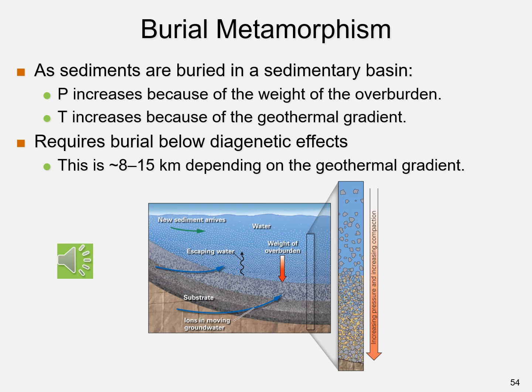As sediment becomes buried progressively deeper in a subsiding sedimentary basin, the pressure on it increases due to the increasing weight of overburden, and the temperature increases due to the geothermal gradient. In the upper few kilometers, temperatures and pressures are low enough that the changes taking place represent diagenesis or lithification of sedimentary rock. But at depths greater than 8 to 15 kilometers, depending on the geothermal gradient, temperatures may be high enough for metamorphic reactions to begin and low-grade metamorphic rocks form.